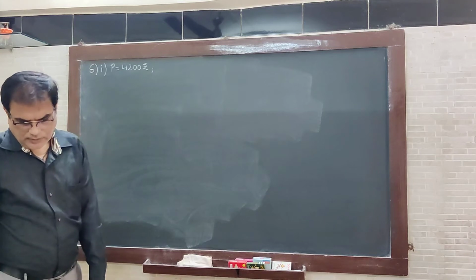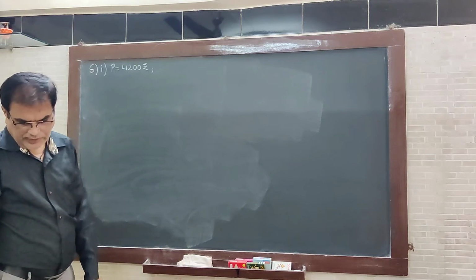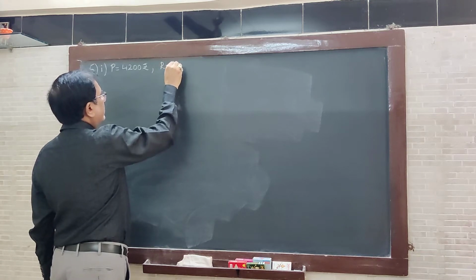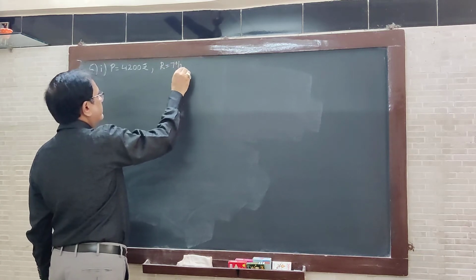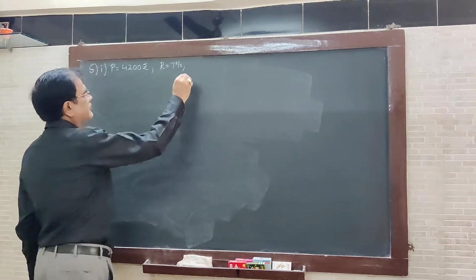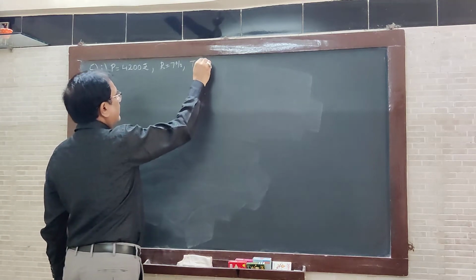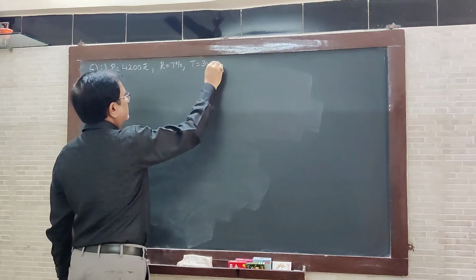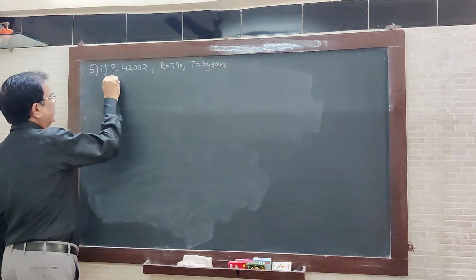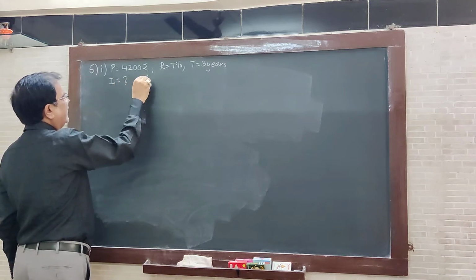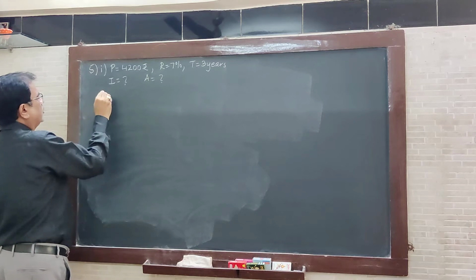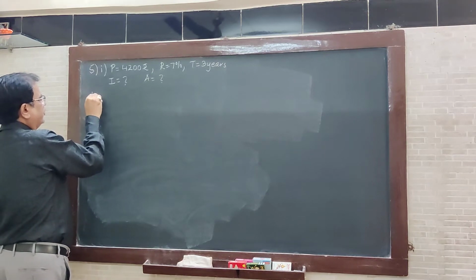Then rate of interest is 7%. Time is 3 years. We have to find out interest and we have to find out amount. Okay, so now interest first.